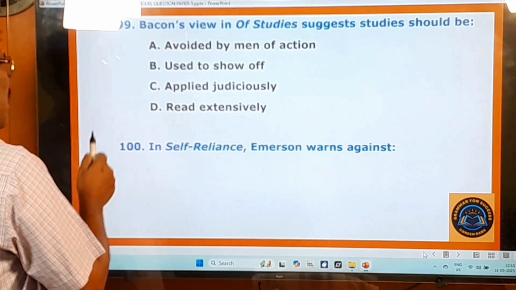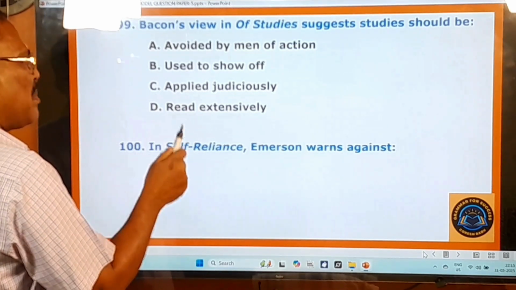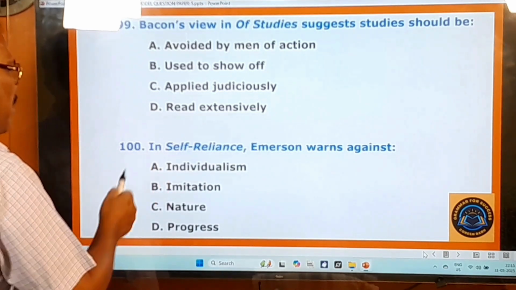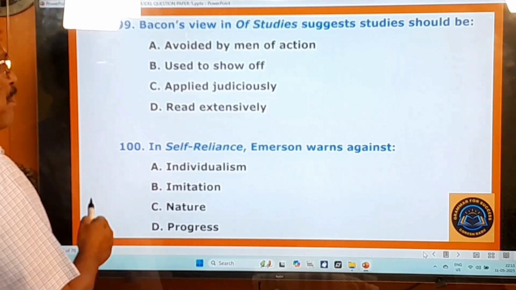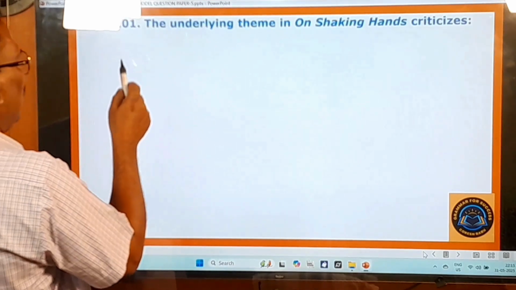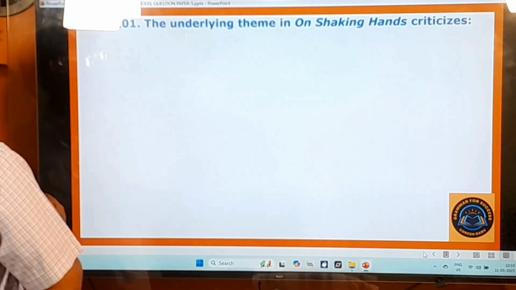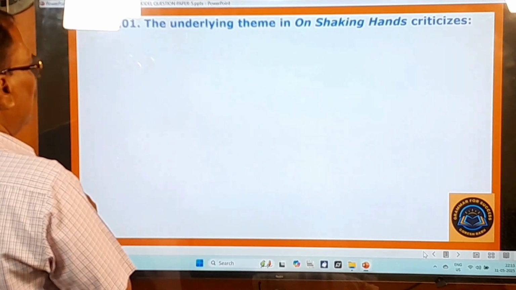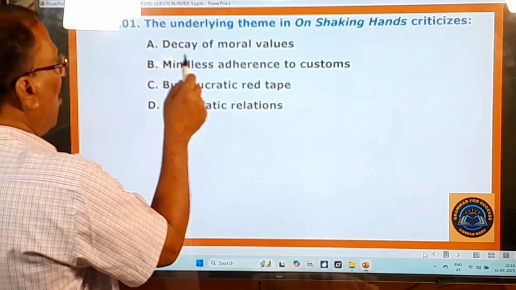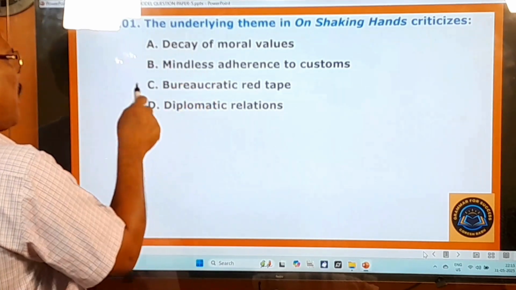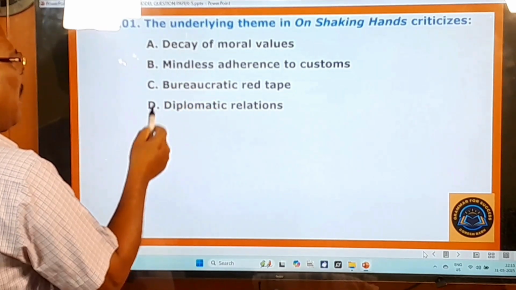100th question. In Self-Reliance, Emerson warns against individualism, imitation, nature, progress. 101st question. The underlying theme in On Shaking Hands criticizes decay of moral values, mindless adherence to customs, bureaucratic red tape, diplomatic relations.